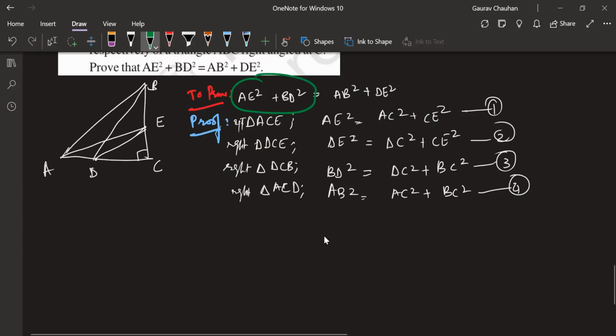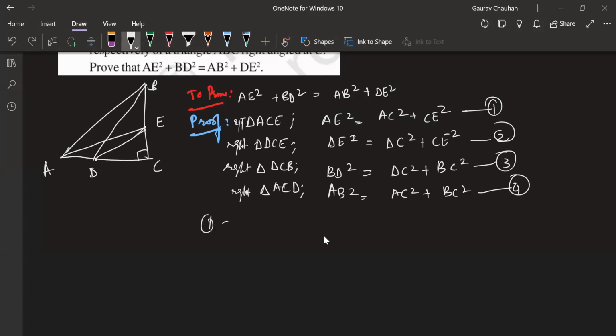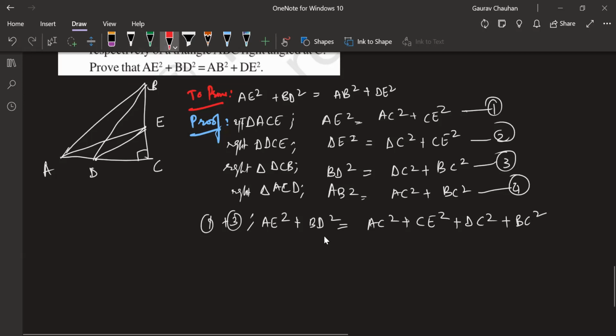Riza, Manisha, you're following. There's nothing. It's actually a very simple question. AE square plus BD square, we have to get. So AE square plus BD square will give me, adding 1 and 3, AE square plus BD square is equal to AC square plus CE square plus DC square plus BC square. Then we will add 2 plus 4.